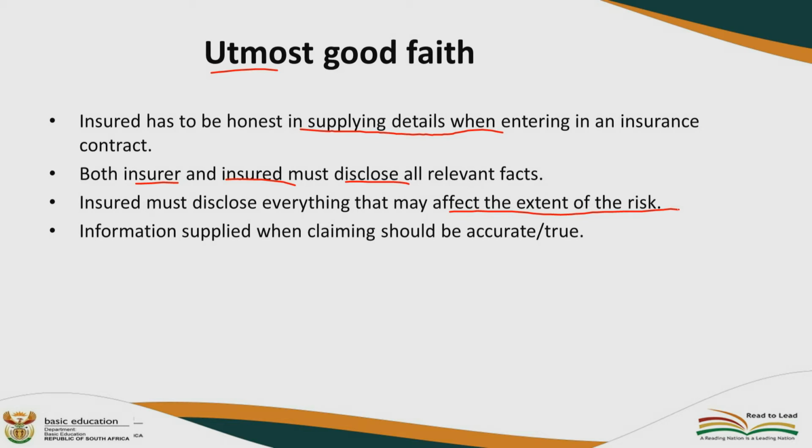Why is this important? It is this risk that enables the insurer to calculate the premium. The higher the risk, the higher the premium. Why people lie, it is because they don't want to pay high premium. That is why they lie. And when the insurer investigates, then they will find that the contract was not of utmost good faith, therefore no payout. Information supplied when claiming should also be accurate.